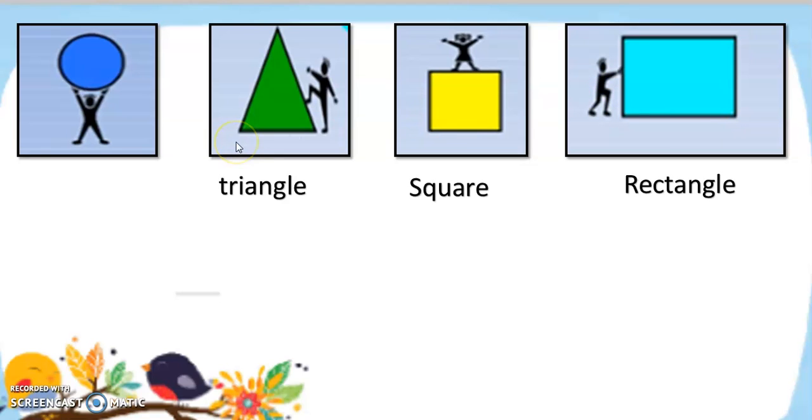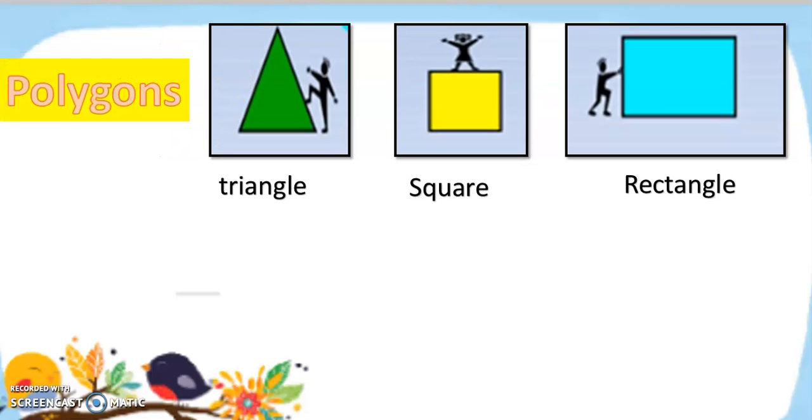And hence, children, when I talk about this triangle, square and rectangle, it has got a special name. And what that name is? Yes, these are called as polygons. So today, what we are going to study? We are going to study about the polygons.